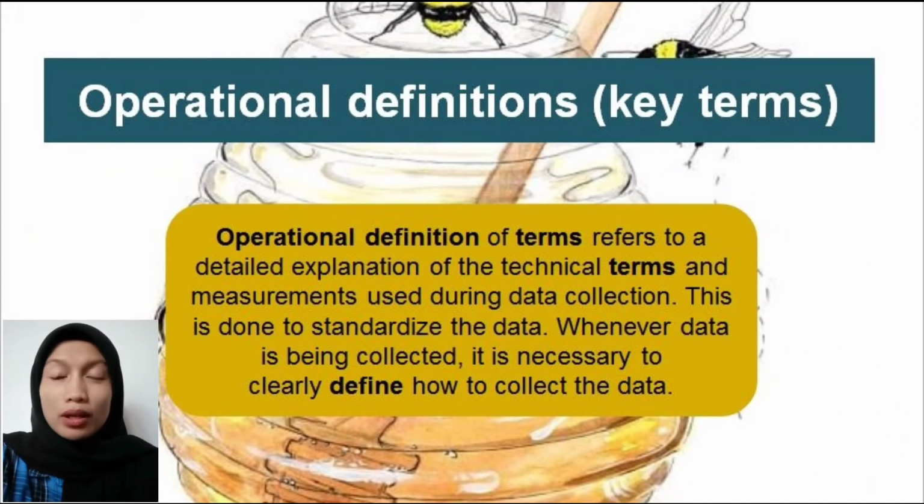The last is operational definitions or key terms. Operational definition of terms refers to a detailed explanation of the technical terms and measurements used during data collection. This is done to standardize the data. Whenever data is being collected, it is necessary to clearly define how to collect the data.